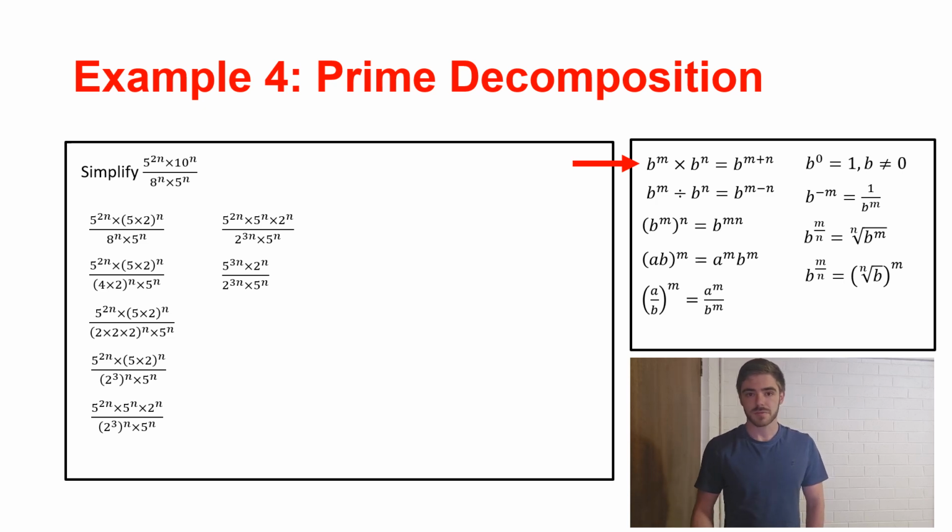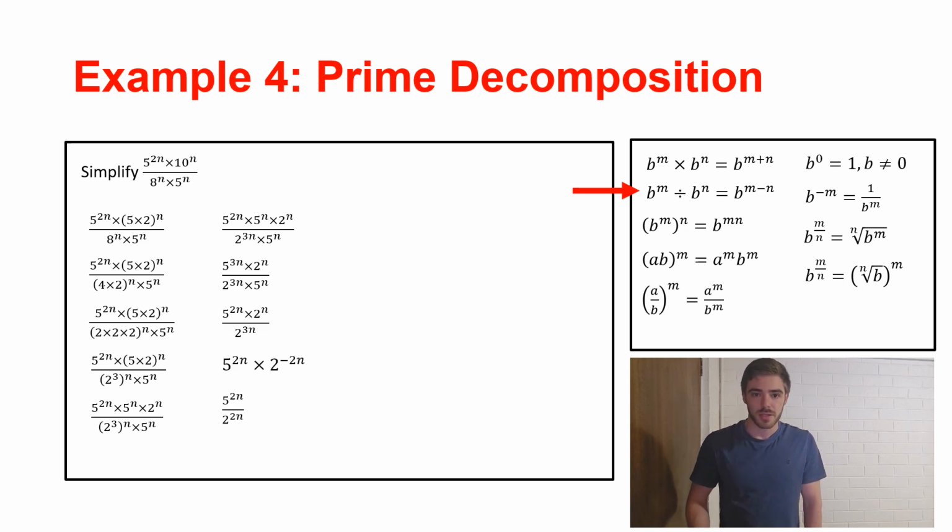And we're just going to finish up with division. 5 to the 3n and 5 to the n are going to make 5 to the 2n, and 2 to the n and 2 to the negative 3n are going to become 2 to the negative 2n. You can write this as a fraction if you want, but that's optional. In fact, if you do write it as a fraction, you might as well go the extra mile and also take out that common power out the front.